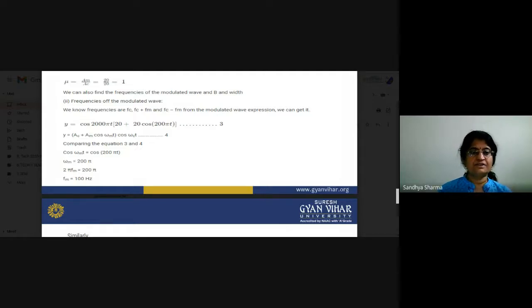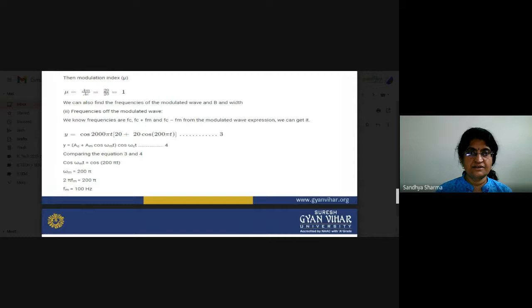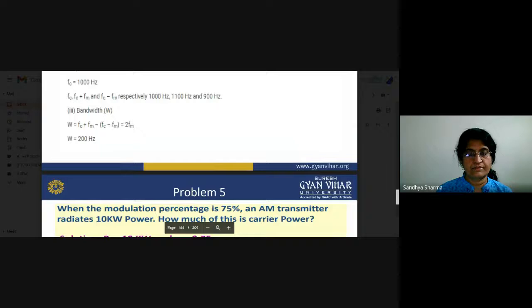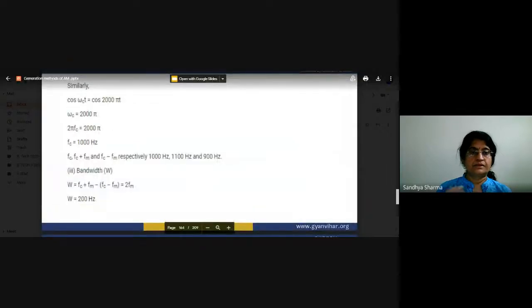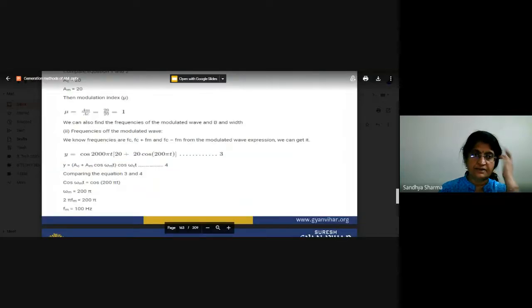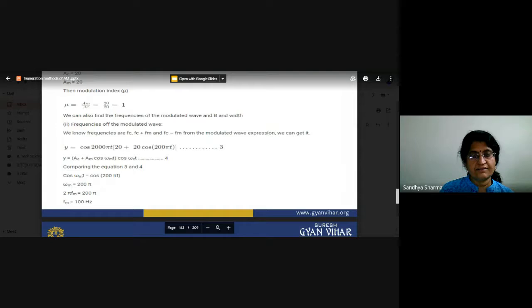So comparing the equations, you can find that cos omega mt is equal to cos 200 pi. So omega m is equal to 200 pi, so that f is equal to 100 hertz. So by any type of equation, if you are given the modulated signals, we can calculate what type of signals you want to transmit.